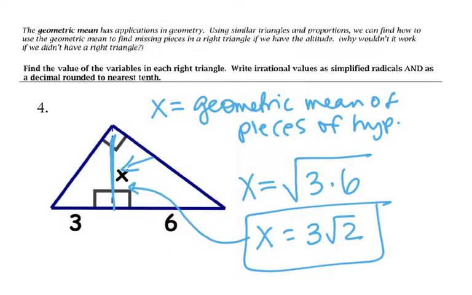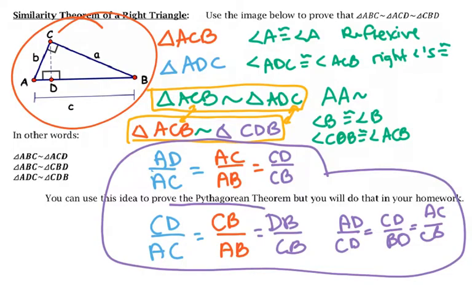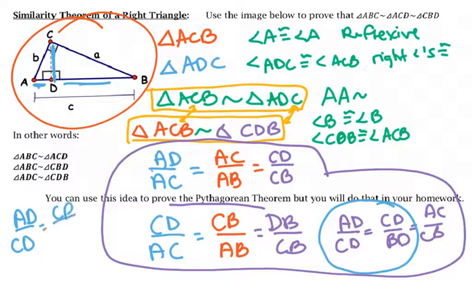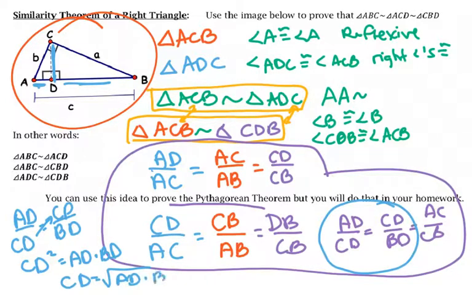Now you might look at that and say, okay, why does that happen? It all comes back to these series of proportions. If you look at these proportions, we can say that CD equals the square root of AD times DB. So let's take a look. AD over CD equals CD over BD. If you do your cross products, you have CD squared equals AD times BD. So take the square root of both sides. CD is equal to the square root of AD times BD. And that's why we can use the geometric mean.